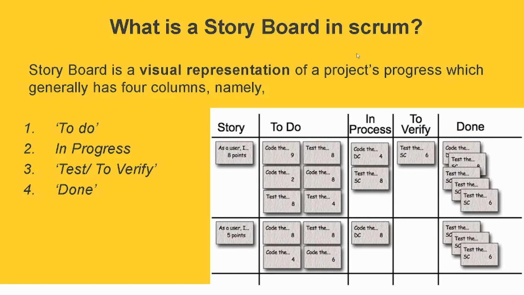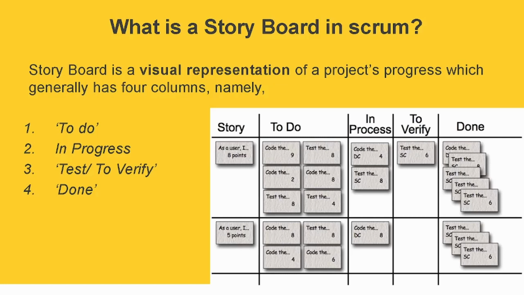What is a storyboard in Scrum? Storyboard is a visual representation of a project's progress, which generally has 4 columns. An important principle in Scrum is the idea of transparency. That's why making things visible for the entire team to see is really important. And a big factor of this is the user storyboard.